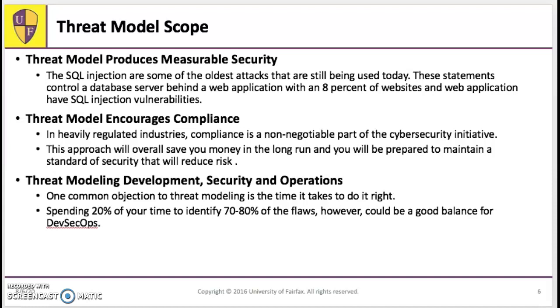Another threat model goes to development, security, and operations. One common objective with this threat model is that it takes time to do it right. You just can't jump into it. So this is the analogy that was given: if you spend 20% of your time identifying 70-80% of the flaws, that could be a good balance as a part of your development and security operations, because you are now mitigating your risk as a part of your overall threat model.